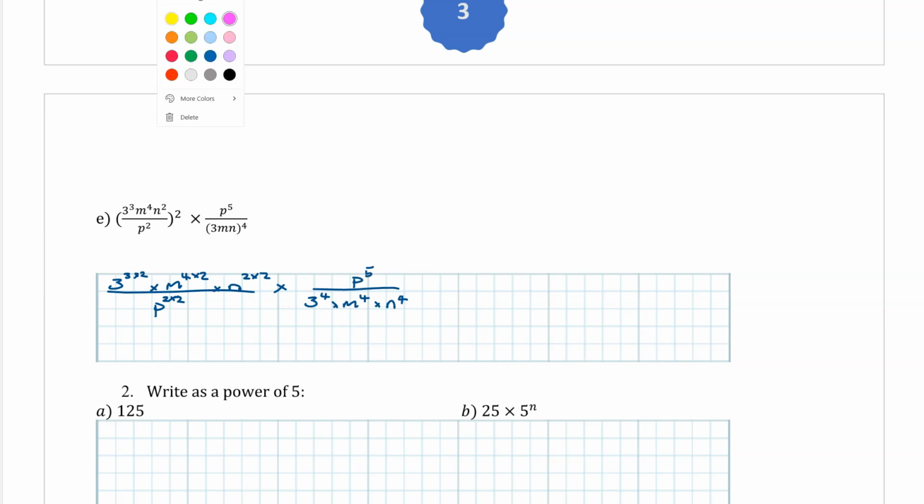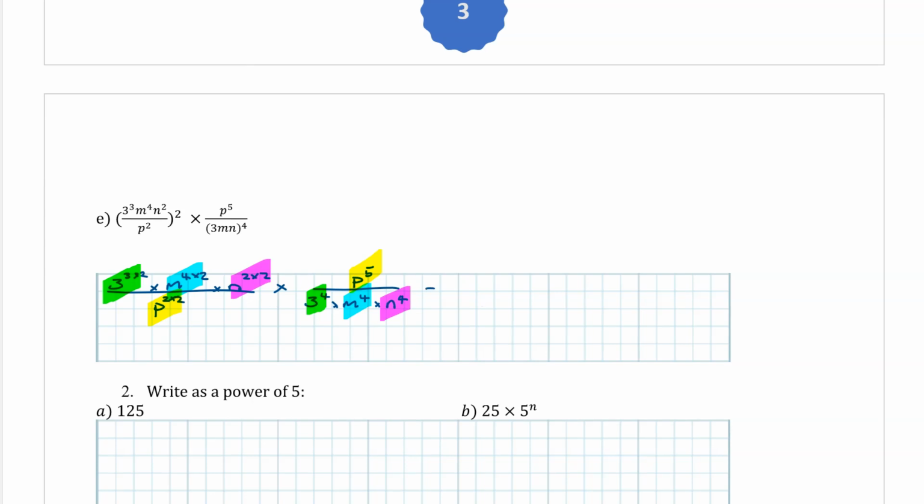Now, the next way I'm going to look at this is I'm going to eliminate or see what I can get rid of. So we've got the p's here, they're going to counteract one another. The base 3's there, the m there, and then the n's here.